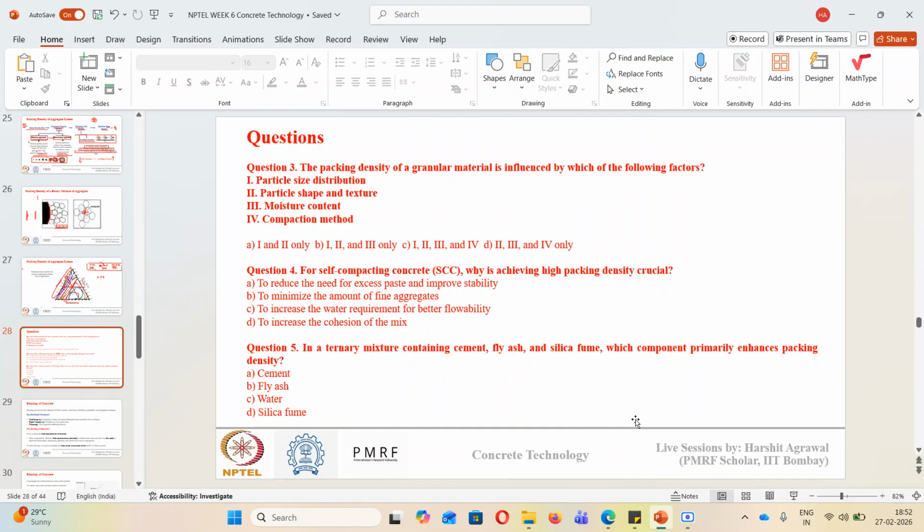1 and 2 are very clear. Particle size distribution: a well graded mix has higher packing density than a poorly graded mixture. And particle shape and texture also we know. Angular or rough textured particles can reduce the packing density compared to round and smooth particles. But how 3 and how 4? How does moisture content influence the packing density? Can anyone tell me?